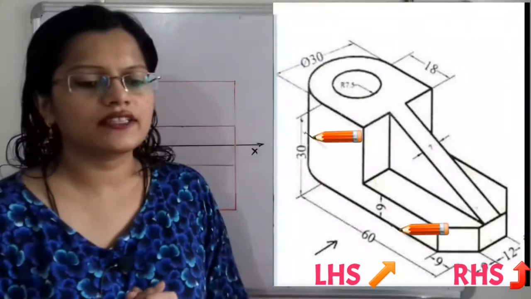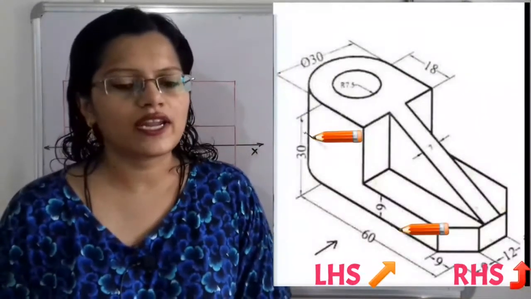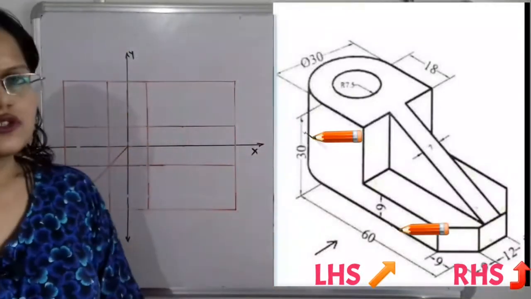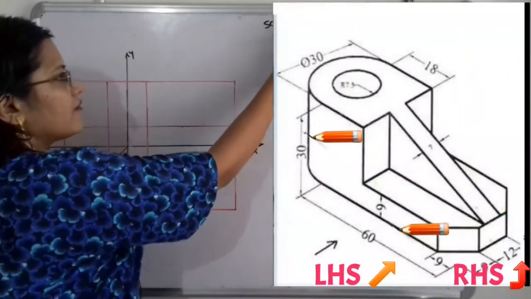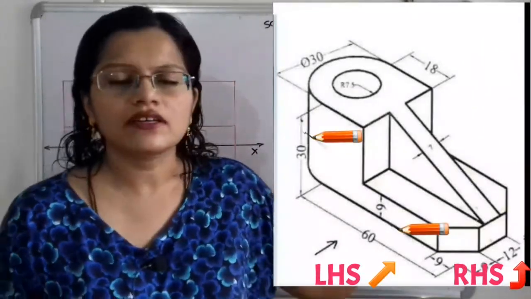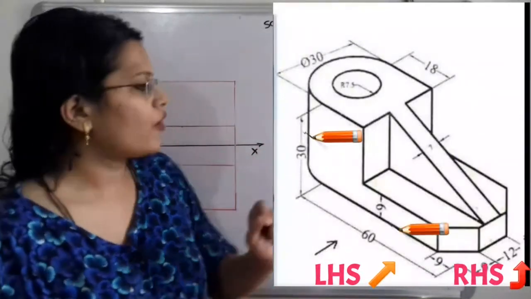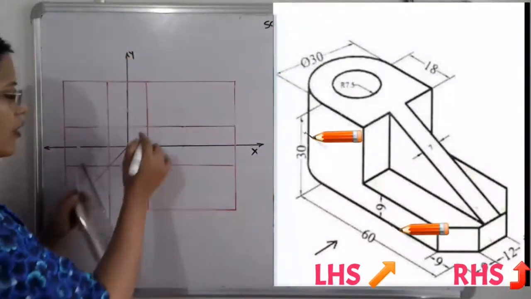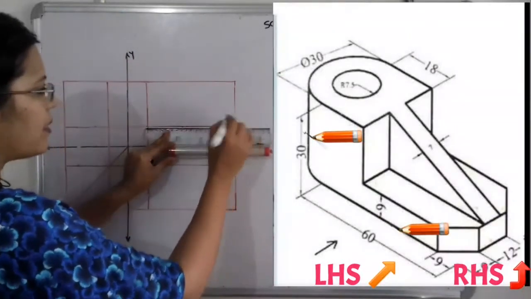What is the total length? The total length is 60 millimeter. These dimensions are quite small, so we will use a scale. I will use the scale 1:3. You could also use the scale 1:2. That means 1 millimeter in the given problem is considered as 3 millimeter. So for this 60 millimeter length, we take a total length of 180 millimeter. On this line we take the 180 millimeter distance and mark a point.